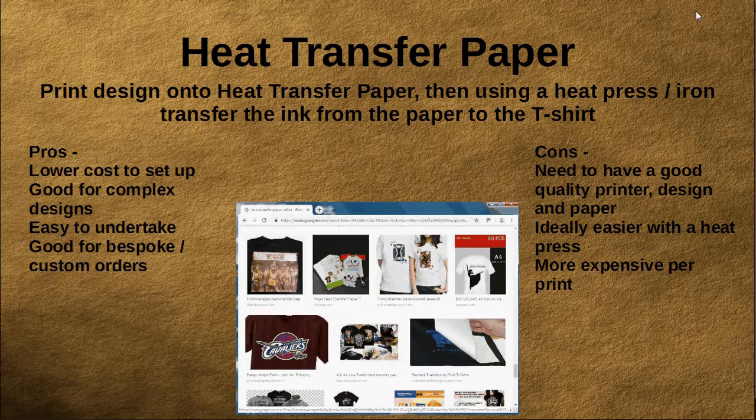The great thing about this is it's a low setup cost, low barrier of entry. It's good for complex designs, and it's relatively easy to undertake. Pretty much anyone can do this. You don't need special skills, and it's good for bespoke and custom orders.